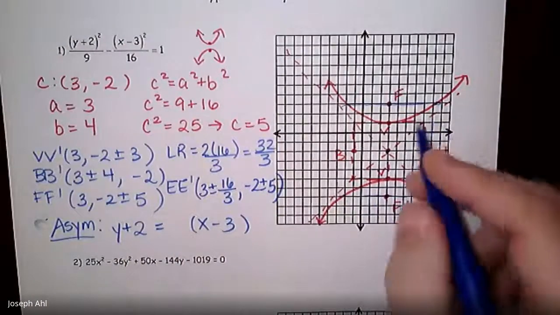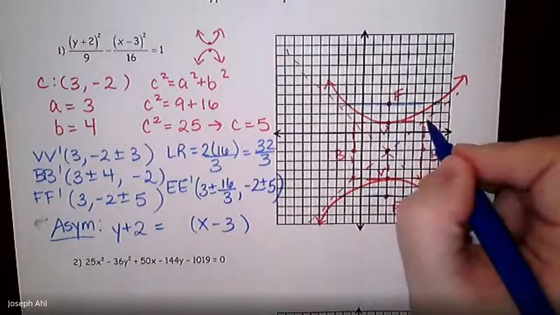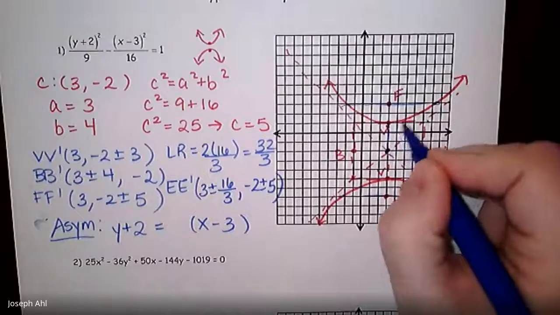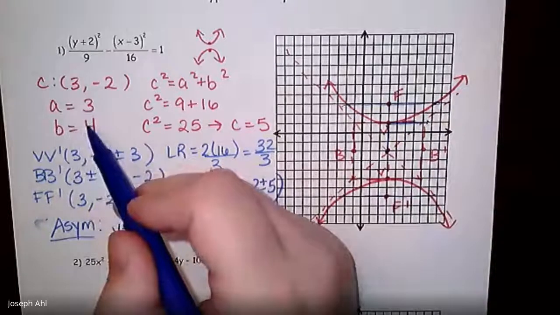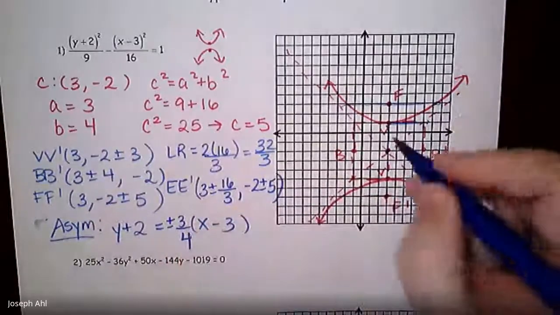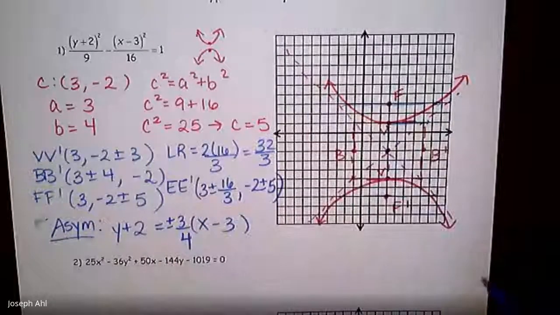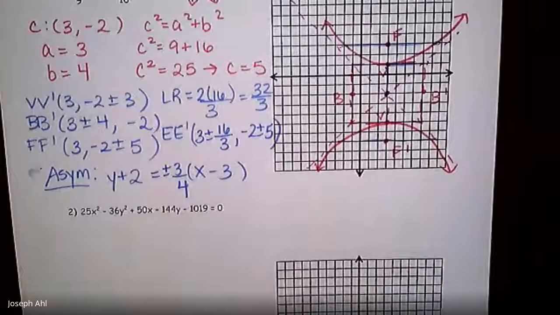So remember that the way we get that ratio is from the center. What did I do? I went up and over, rise over run. I went up a and I went to the right b. So the ratio of a over b is 3/4 in this one. Just throw a plus or minus in front of it, because we have the positive slope and that negative slope line. So the asymptote equations are y plus 2 equals plus or minus 3/4 times x minus 3.